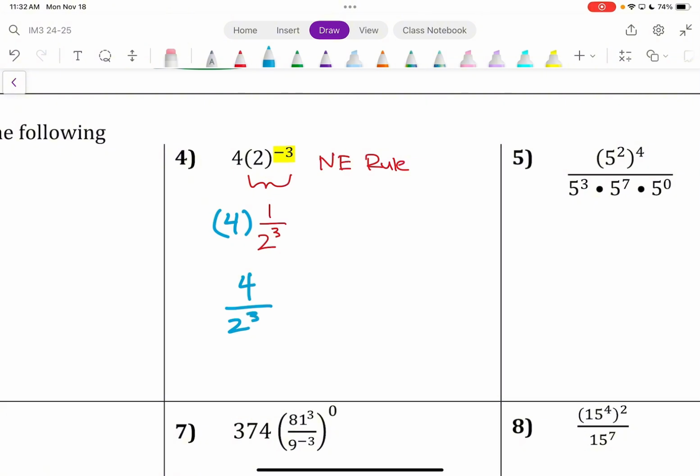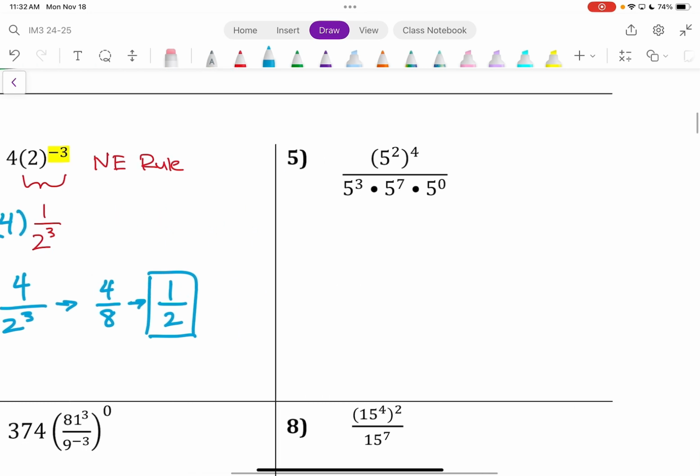At this point, we can clean up 2 to the third. What is 2 to the third equal to? It's 2 times 2 times 2. 2 times 2 is 4. 4 times 2 is 8. So this becomes 4 over 8. How can I reduce 4 over 8? There's a common factor. What is a common factor between 4 and 8? It's 4. 4 is a common factor. 4 goes into 4 once. 4 goes into 8 twice, giving you a solution of a half. Okay? As you can see, the only rule that we had to apply here was the negative exponent rule. And once again, the negative exponent rule is going to require you to take the reciprocal.